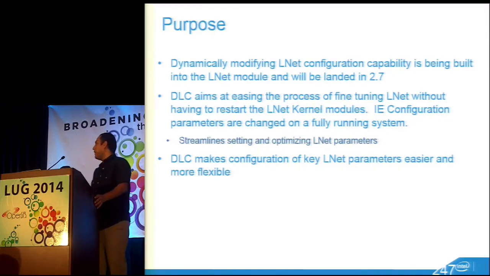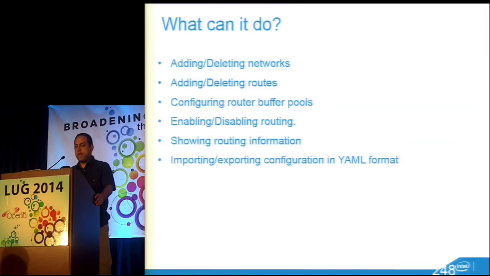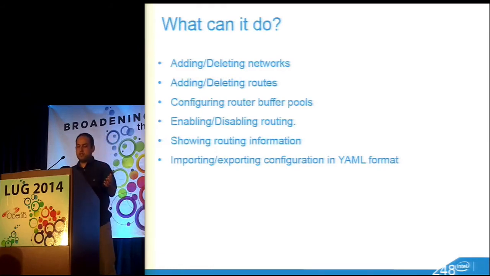Okay, so what can it do? Basically, we're able to add, delete, and show networks. I forgot to put show here, but you can show configured networks, or add new networks, or delete existing networks. Same with routes. You can configure the router buffer pools all on the fly. You can enable or disable routing, and you can show the routing information. And then we also added the ability to describe a bunch of configuration in a YAML file, in YAML format, and then you can import it so that you can configure it all at once, or you can export the current configuration in YAML format.